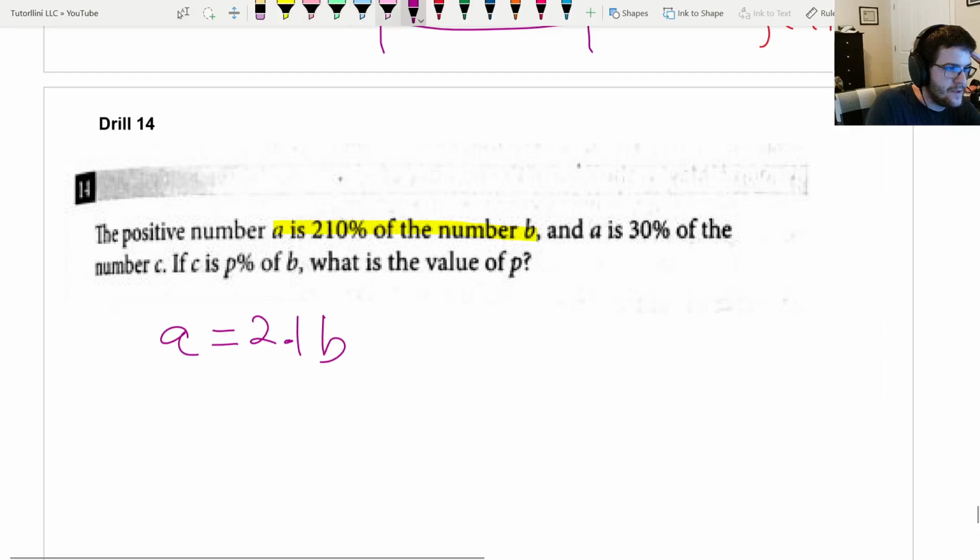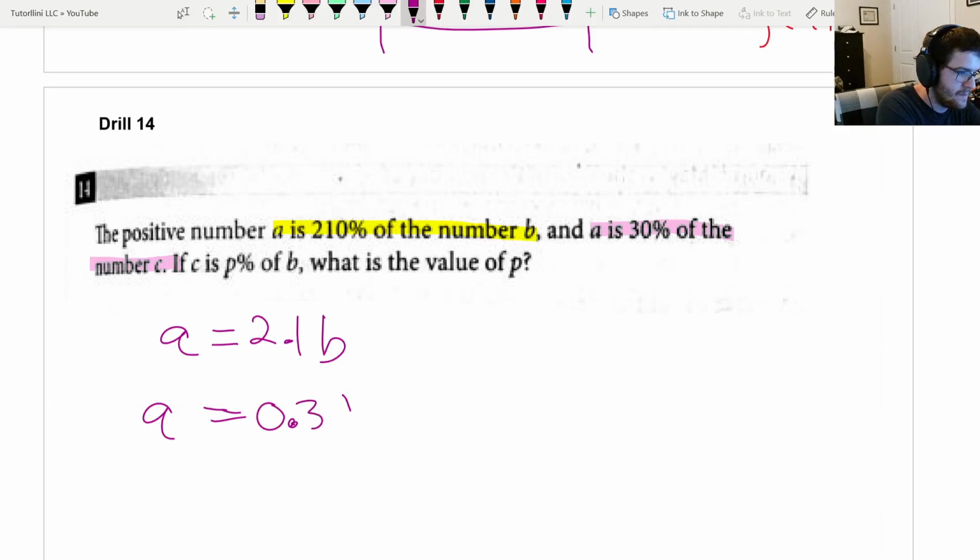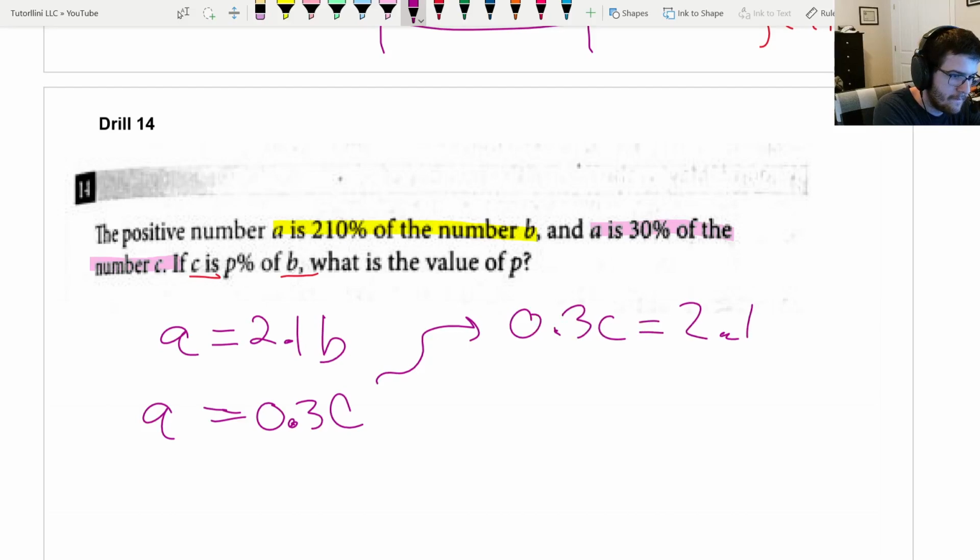Now we're going to do the second one. So A is 30% of the number C. So we're going to write A equals 30 divided by 100, which is 0.3, times the number C. So 0.3 times C. Great. It wants us to relate C and B. We've got A by itself for both of them, so we can just set them equal. So 0.3C equals 2.1B.